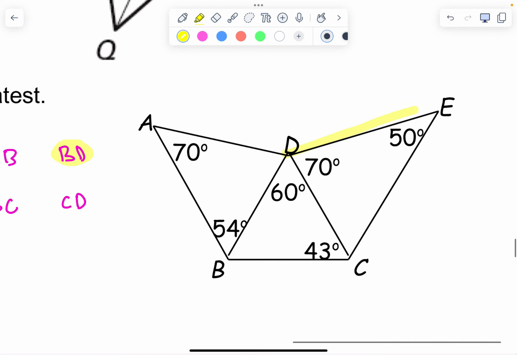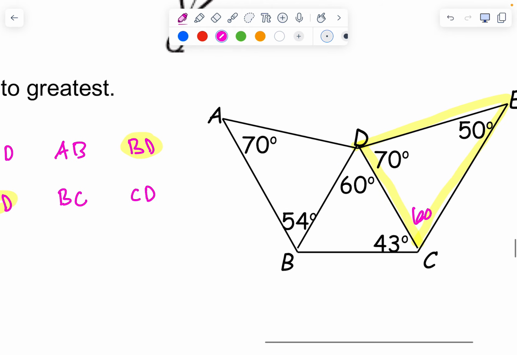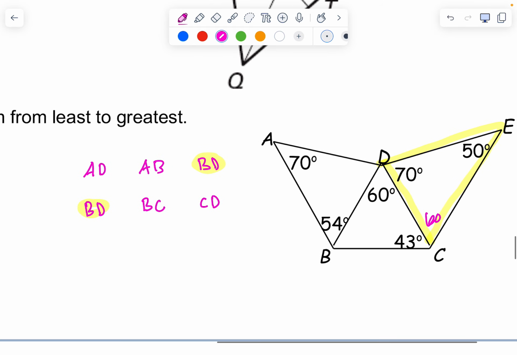Now let's look at this one right here. Add the two known angle measurements and subtract it from 180. 60? Confirm? Okay, 60. So just by that, what side is my smallest? DC. So I'm going to say not DC, but alphabetically CD. And the next one is? DE. And the last one is? CE. And let's see if something repeated.